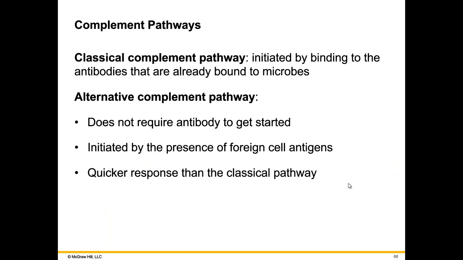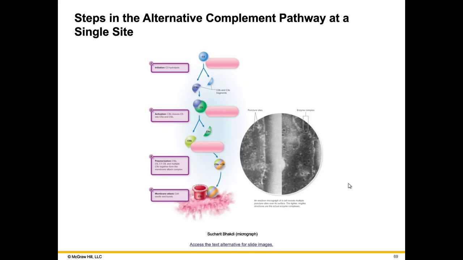There are also some alternative pathways that the complement can take, called the classical and alternative pathways. The classical pathway is initiated by binding to antibodies that are already bound to a microbe, which kind of connects to our adaptive system that we'll talk about later in the following week. And our alternative complement pathway does not require antibodies to get started. It's quicker than the classical pathway and is instead initiated by the presence of the foreign cells' antigens themselves.